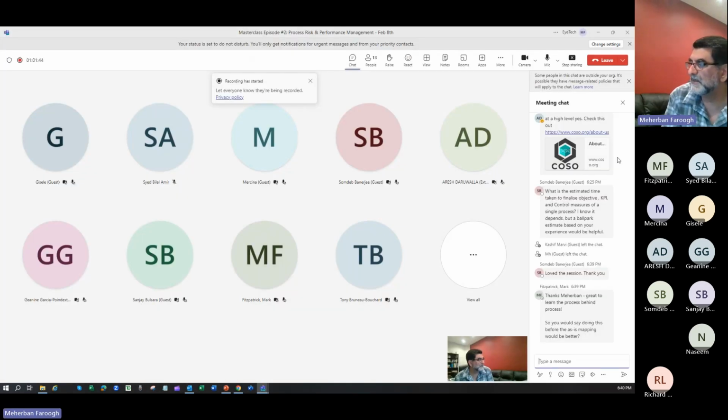What is the estimated time taken to finalize objectives, KPIs, and control measures of a single process? Even simple processes, I think simple processes maybe 2 hours. Depends again on your definition versus my definition of simple. But I would say 2 to 3 hours, 3 hours at minimum, can take up to 6 hours. I've done process maps and risk and control assessments that have taken like a week, even 10 days. Again, not of course 9 to 5 sessions. I'm talking 2 hours each day, or 2 to 3 hours, or 1 hour each day, like that.